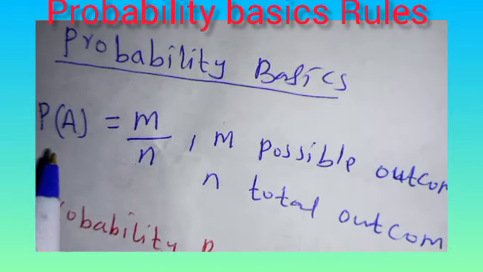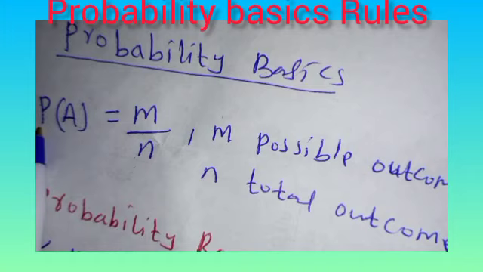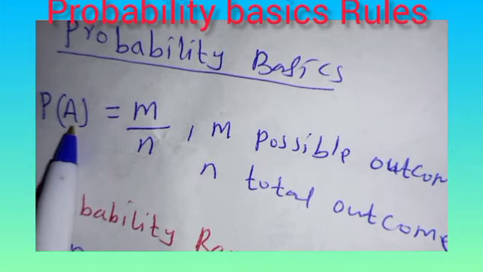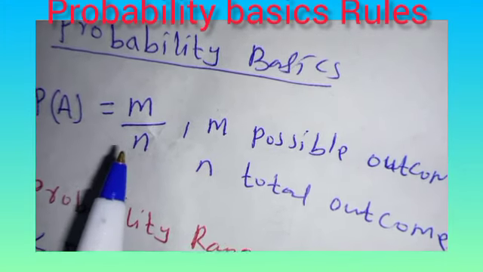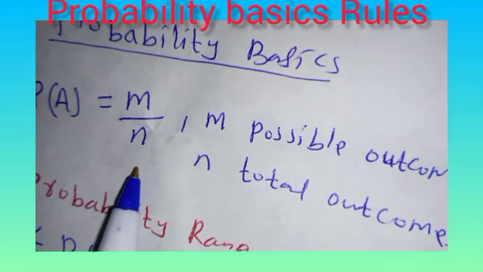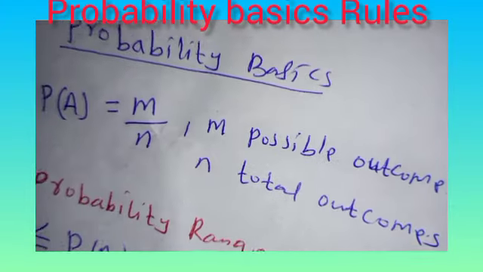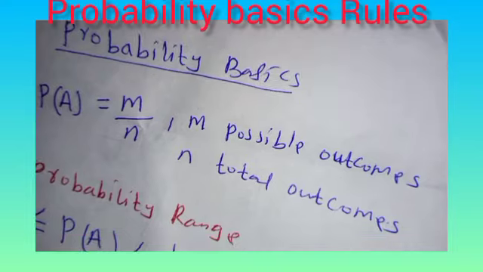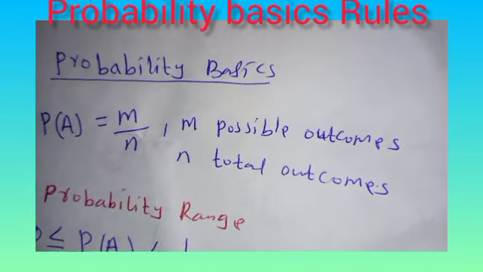In this video tutorial, I want us to study the basics of probability. Probability is represented by P. The probability of event A occurring is given by the number of possible outcomes divided by the number of total outcomes.